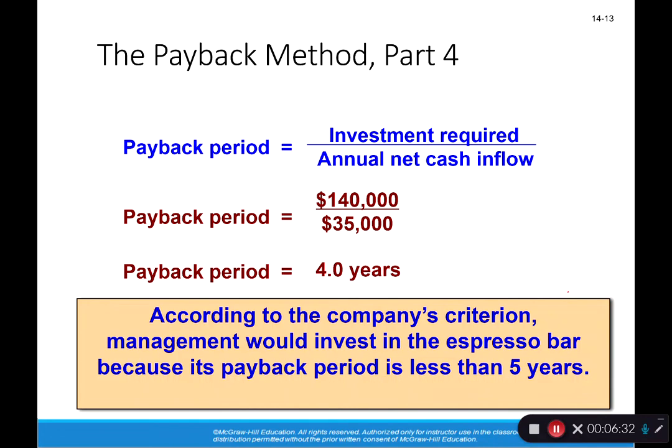So we could see that the payback again is 4, and based on the company's criteria, we would invest in the espresso bar. But if we're smart, we're going to actually use some of the other tools that you're going to learn in this chapter to determine if it's worthwhile to invest in the espresso bar. Just because an investment has a payback period that's shorter than our company's requirement doesn't mean that it's a really great investment for the company. But this is a good way to screen investments to determine if we should do any further investigation. Because if we don't meet this initial screening, there's no point in analyzing the investment any further.